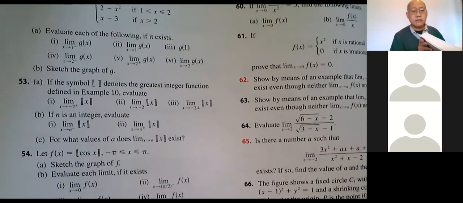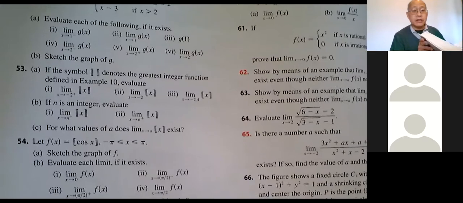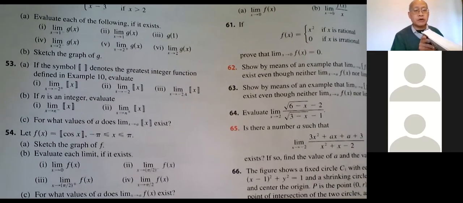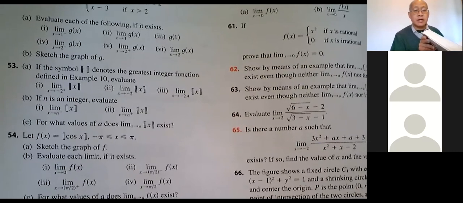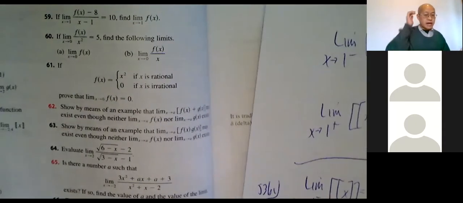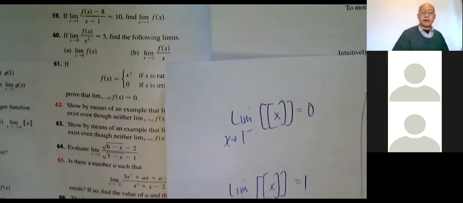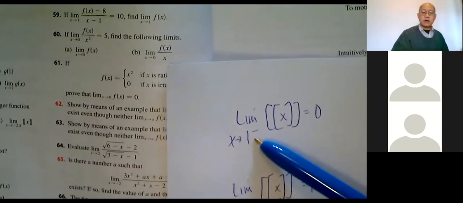Okay, how do you do B? If n is an integer, evaluate the limit as x approaches n from the left, and as x approaches n from the right. I thought I would just analyze it by seeing what happens when x approaches 1 on either side.